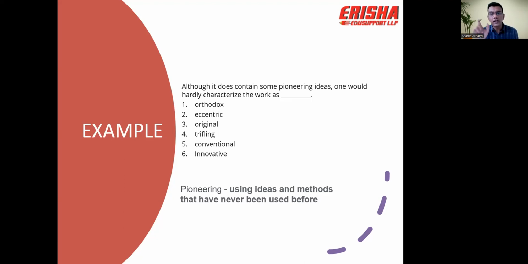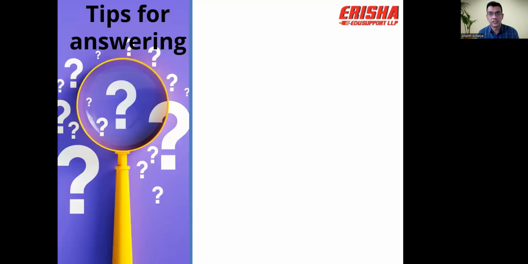So I will look at a similar word, and that would be original or innovative. I will replace the blank: although it does contain some pioneering ideas, one should hardly characterize the work as original. That makes a complete sentence, where the idea seems to be new, but the work doesn't seem to be new. That's the reason why the word although is used. So you have to pick two right answer options out of the given 6 options.